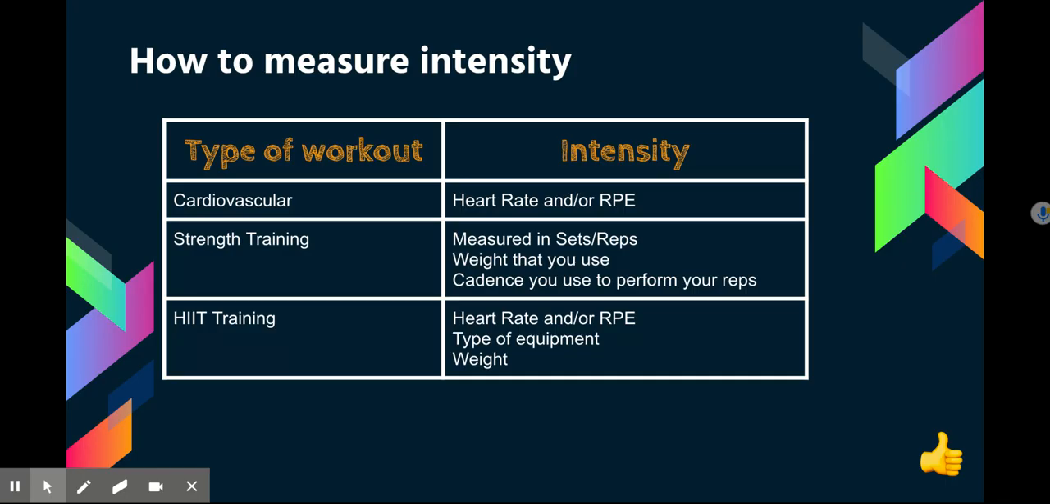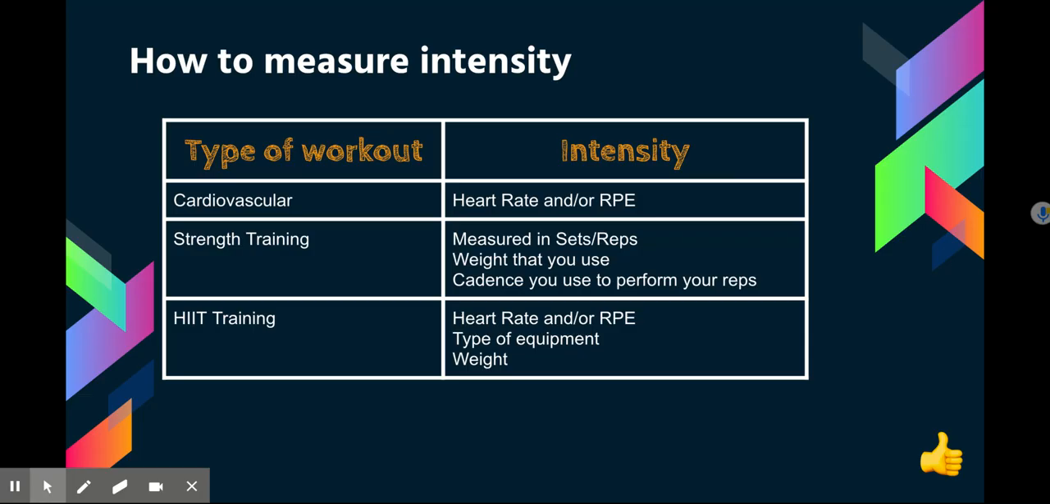When you're doing cardiovascular exercises, running, hiking, swimming, biking, things you do for a longer period of time that really stimulate your heart and your breathing, then you're going to be looking at heart rate or RPE to measure your intensity. If you're doing strength training, it would be measured in sets and reps, the weight that you use, and the cadence that you do to perform your reps.